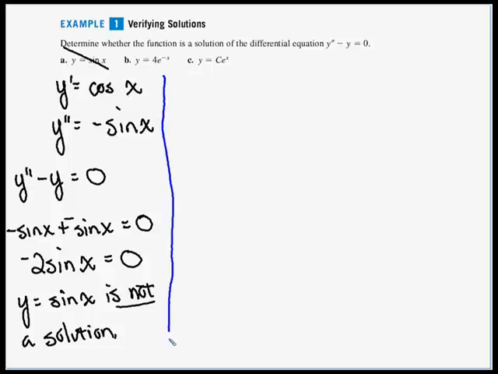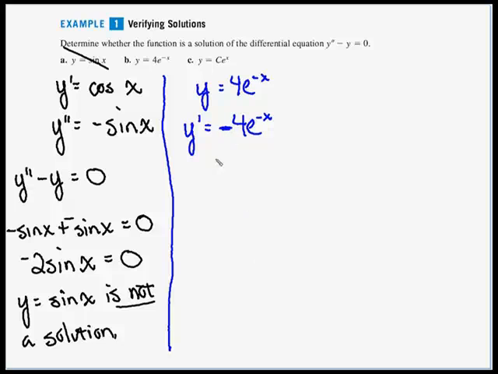Let's take a look at part B. y equals 4e to the negative x. The first derivative, y prime, would be, well, the derivative of e to the x is e to the x, and here it'd be 4e to the negative x. And then the chain rule says we would take the derivative of the inner function, or here it's the exponent. The derivative of x is negative 1. So that would put a negative down in front of our 4.